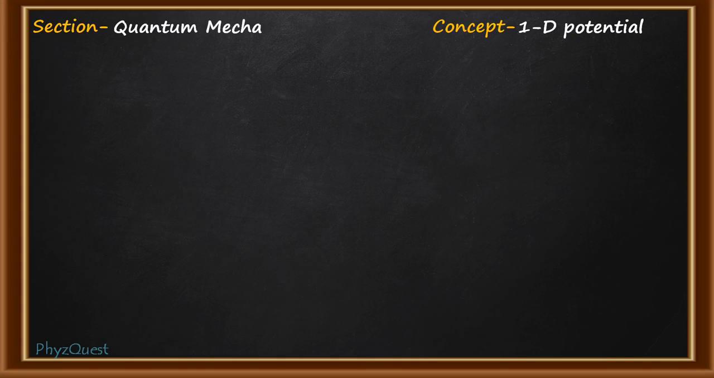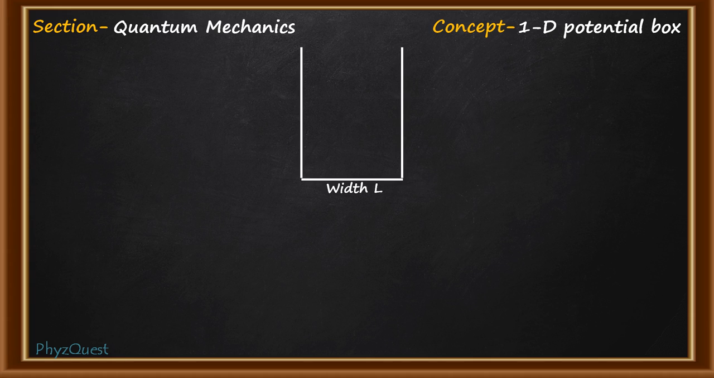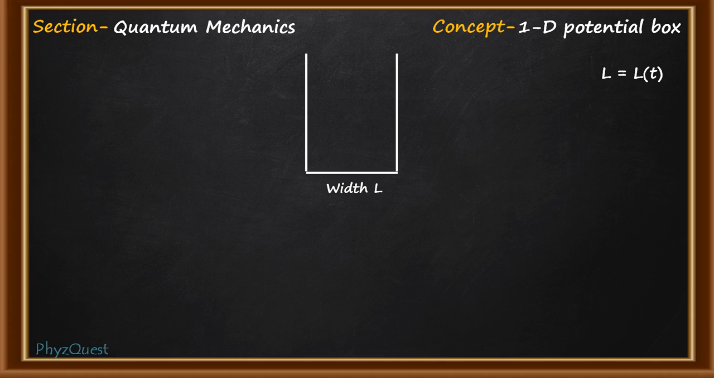So let's get started. This question comes from the section Quantum Mechanics, and the concept involved here is the one-dimensional potential box. Here we have a one-dimensional potential box of width L. Now it is given that the walls of the box are moved very slowly towards each other. So that means the width L of the box is changing with time. So we can say L is a function of t.